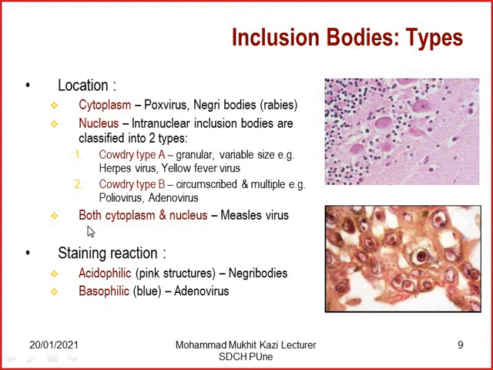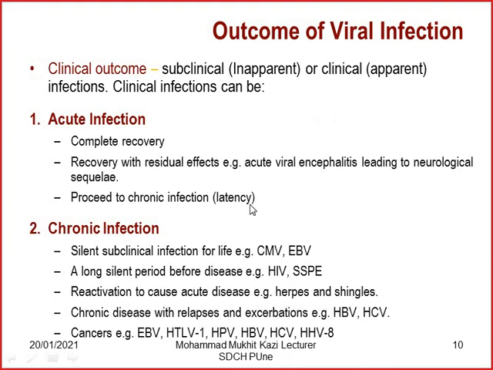There are certain viruses which produce these inclusion bodies in both cytoplasm as well as nucleus, and an example is the measles virus. They can also be differentiated on the basis of staining technique. If they are acidophilic, pink in structure, they are generally Negri bodies which are produced by rabies virus, and basophilic if they appear blue, and they are produced by the adenoviruses.